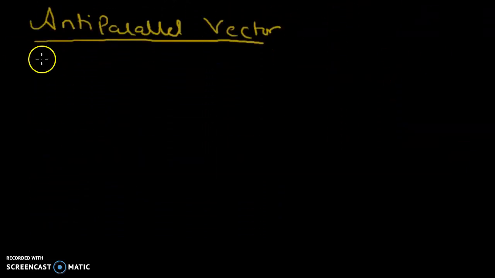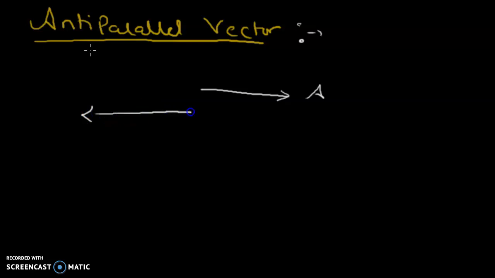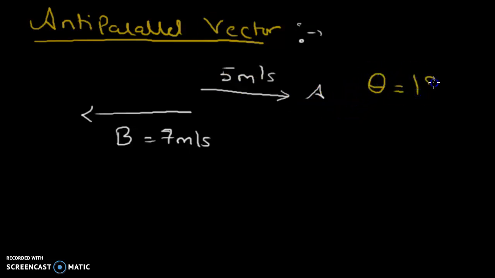Anti-parallel vectors means they don't need to have the same magnitude but have opposite direction. If A is this, then B has to be this. If A is eastward, B has to be westward. A's magnitude is 5 meter per second, B's magnitude is 7 meter per second. Then we say they are anti-parallel vectors. And what is the angle between them? 180 degrees. It's not 0, it's 180.